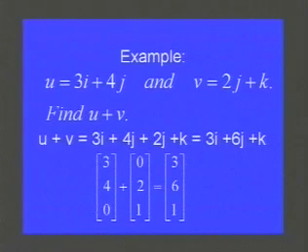Or if you don't like i, j, and k, you can convert it back to matrix form. So I have 3, 4, 0, because that was u. Then v was 2j plus k, so that was 0, 2, 1. Then add your corresponding entries, and I still get 3, 6, 1. So the coefficient of i is the x component. The coefficient of j is the y component. And the coefficient of k is the z component.